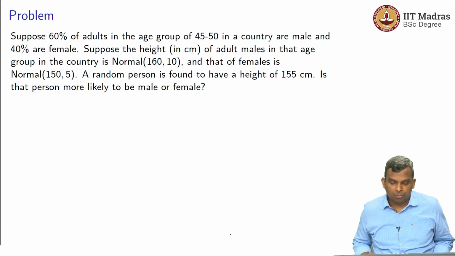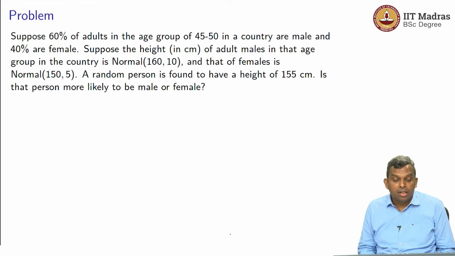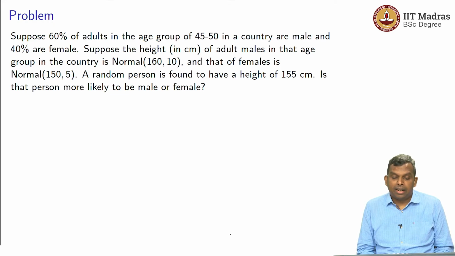Here is another problem. This is sort of a word problem, but let's look at the description. There is a country, and it says in the age group of 45 to 50, 60% of the adults are male and 40% are female. Not a very good sex ratio in the country, right? Okay, it's all right. It's not the question.